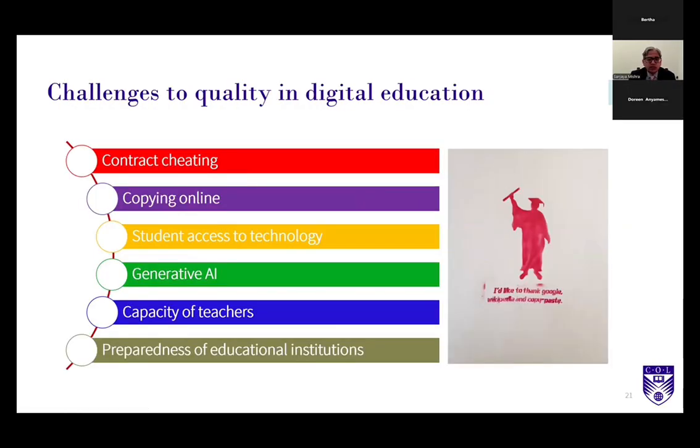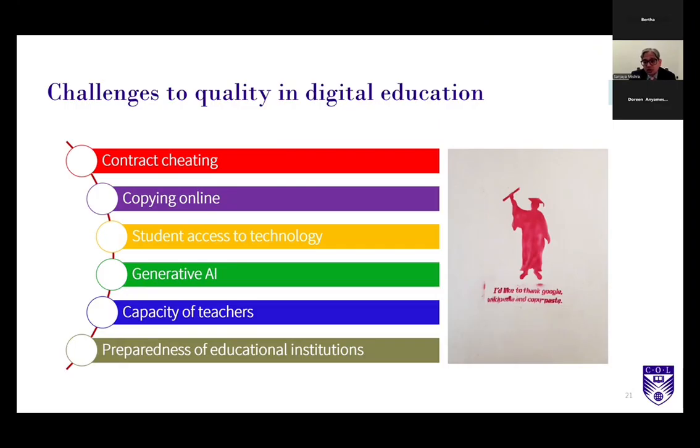Digital education, or any educational institution, would have challenges while applying quality, but digital education has certain key issues currently being faced. One is contract cheating. The second one is copying online, or use of generative AI. Then student access to technology, particularly poor access to technology in many places, poor bandwidth for students, the capacity of teachers, which is very significant, and preparedness of institutions.